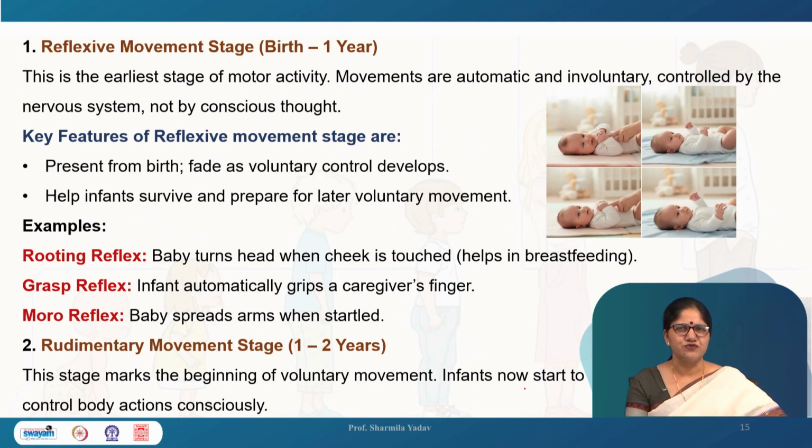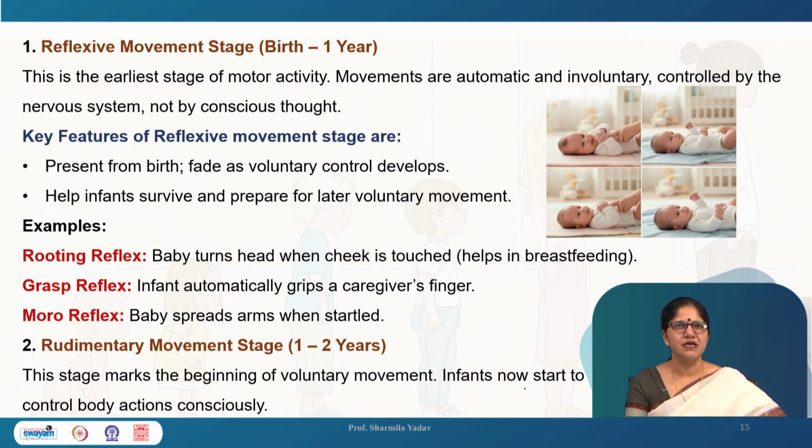Reflexive movement stage, from birth to 1 year. This is the earliest stage of motor activity. Movements are automatic and involuntary. No practice is required. They are controlled by the nervous system, not by conscious thought. The key features of reflexive movement: it is present from birth, fades as voluntary control develops, and helps infants survive and prepare for later voluntary movements.